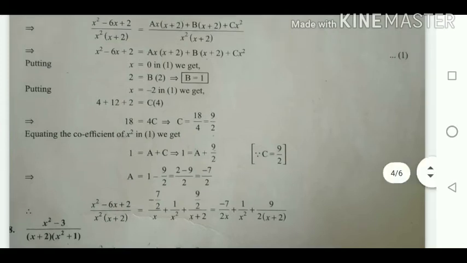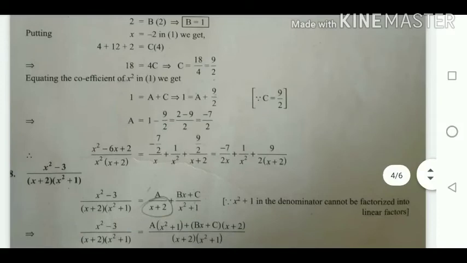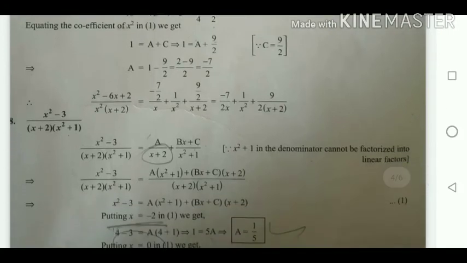Now equating the coefficient of x² on both sides: on the left hand side the coefficient of x² is 1. On the right hand side the coefficient of x² is a plus c. Therefore it becomes 1 equal to a + c. Substitute the value of c equal to 9/2. We are getting the value of a equal to −7/2. Substitute this value in the question in order to find the answer. (x² − 6x + 2) divided by x²(x + 2) equal to −7/(2x) + 1/x² + 9/(2(x + 2)).